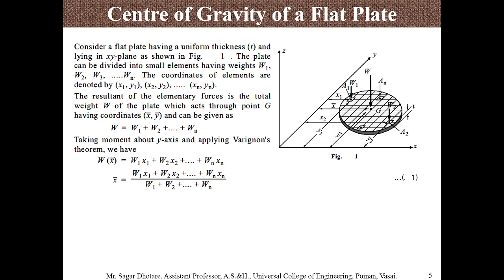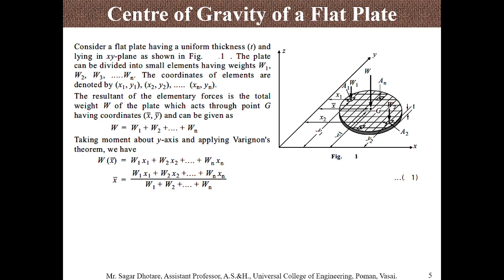Next, you can look at figure number 1, where the plate is a circular plate having a thickness t. We consider a few elements in between the plate, and we identify that the total weight W is equal to the summation of the weights of all the particles, that is W1 to Wn. We consider the moment of these particles about the y-axis.